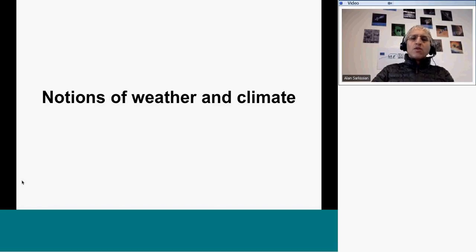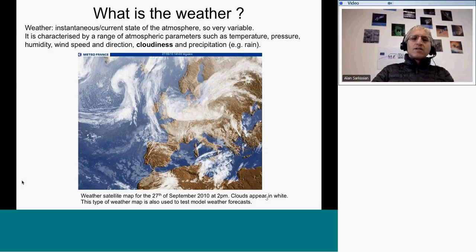These two things are often confused. So I'll explain what the weather is. So here's a map, an example of a cloud cover over Europe, and the clouds appear in white. And the important notion about the weather is that it's very variable in space and time. What does it mean? First of all, in time, later you can take a shower at what point? And if you move through Europe, you can be warm in one place and cold in another. So it's very variable in space and time.